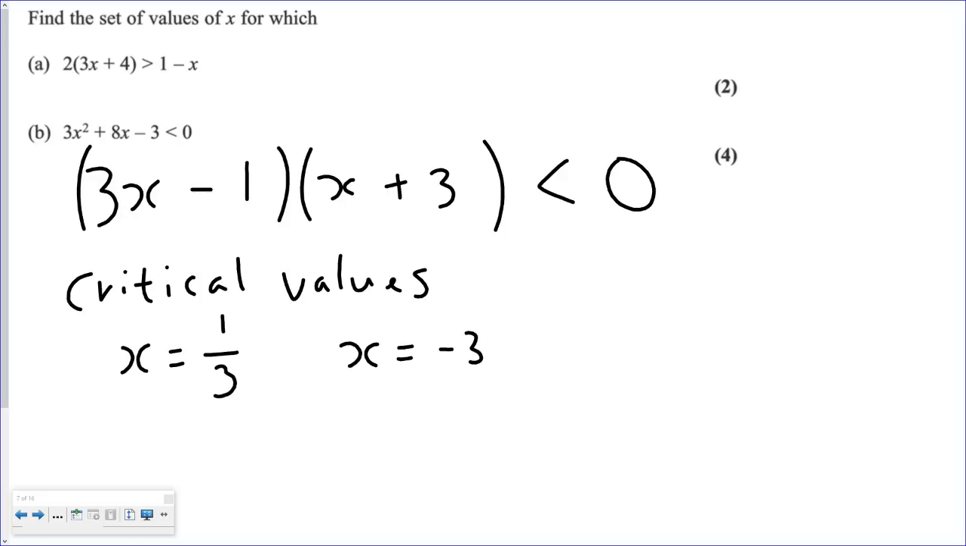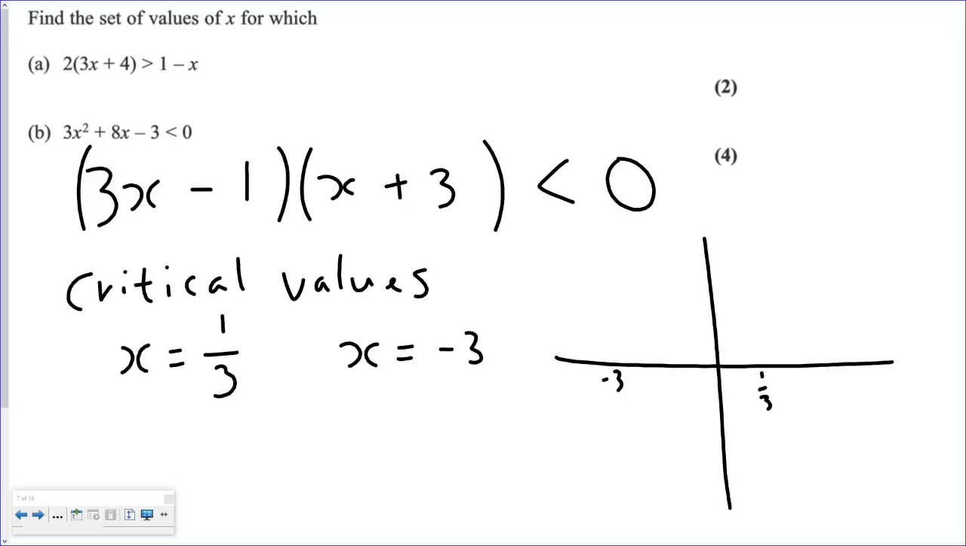So once I've got these critical values, the next thing I want to do is to do a sketch of the graph. Okay, so I've got minus 3 here and I've got a third here. These are my critical values. Also, if I was to plot the curve y equals 3x squared plus 8x minus 3, these would be my roots.